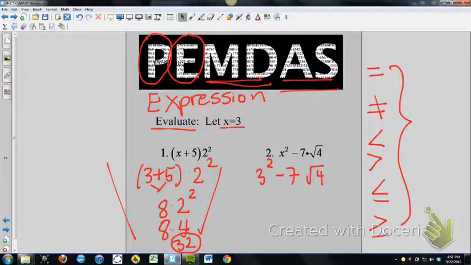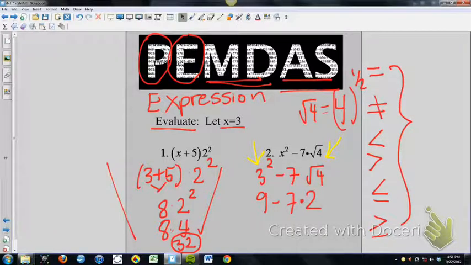And then actually, the one thing that you should know about the square root, the principal square root, right, that's the positive square root, is that that is done at the same time you do exponents, because it's considered a type of exponent. A root is a type of exponent, because you could rewrite the square root of 4 as 4 to the 1/2 using a fractional exponent. Okay, so you have 3 squared, which is 9, all right, and 7. I'm going to replace the principal square root of 4 with 2.